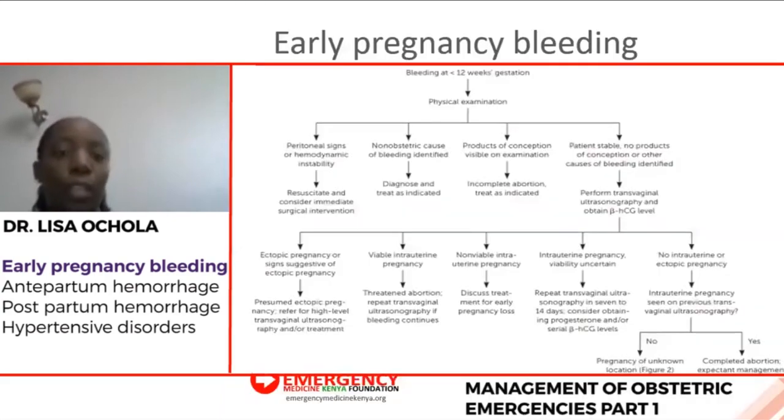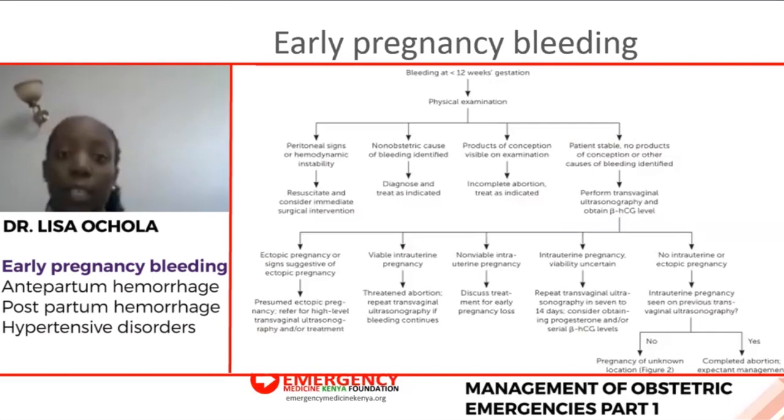So with those definitions, we have an algorithm here that can just help us to understand when a patient comes in. And it's always safe, and I think we have those things. We have the algorithms and protocols. It's very easy to refer to. You don't need to memorize everything.